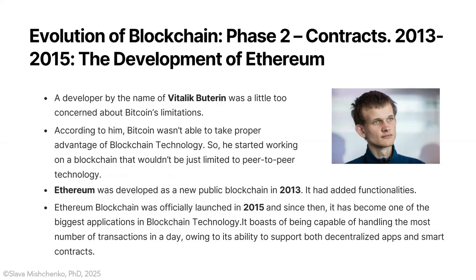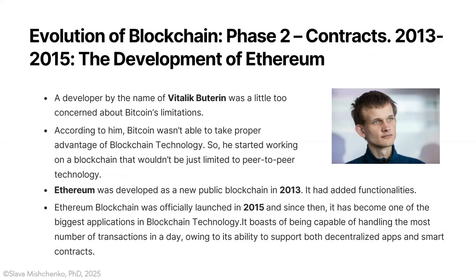Well, in 2013, Buterin began developing Ethereum as a new type of public blockchain. And what made it revolutionary, and I want you to really understand this, was its added functionalities. While Bitcoin was essentially a digital currency, Ethereum was designed to be a platform for building decentralized applications. And when Ethereum officially launched in 2015, it marked the beginning of what I call the smart contract era.